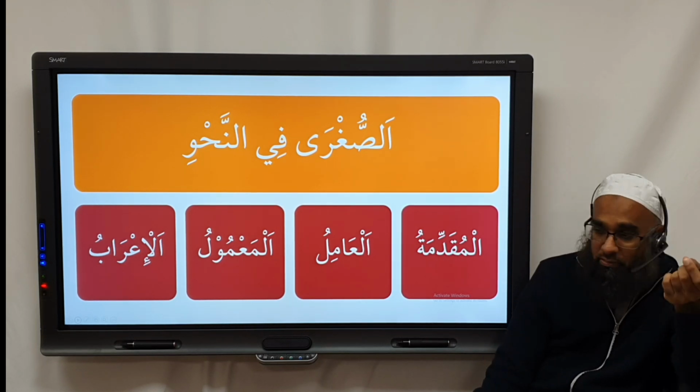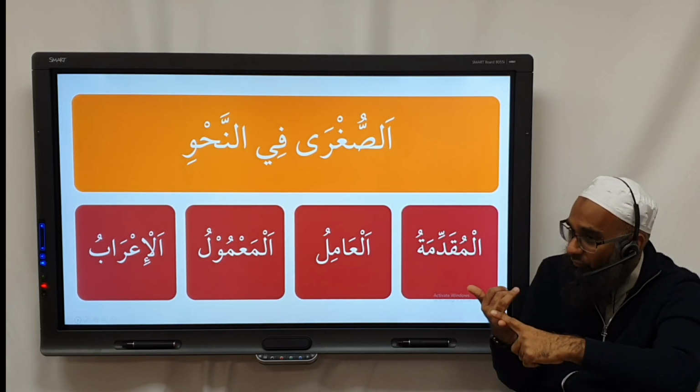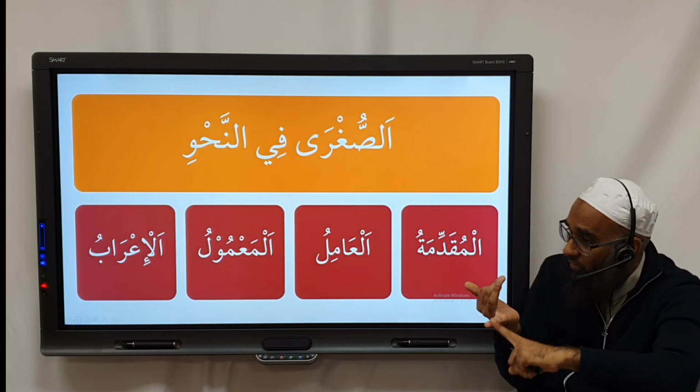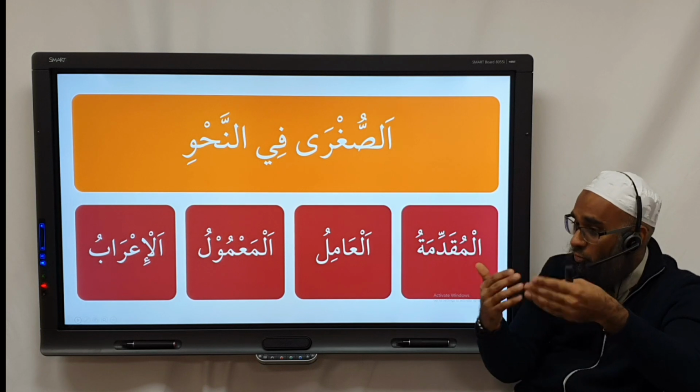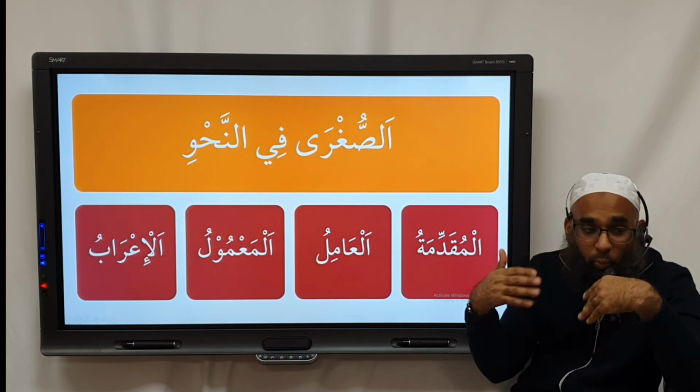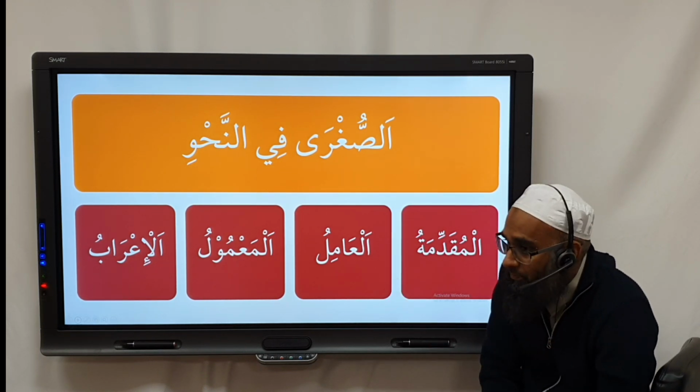Then we learn about ma'mul. What is governed? The word after the harf jar is governed. The ism of inna, the khabar of kana, etc., etc. And then i'rab: marfu, mansub, majroor, and majzoom. And then which words show the i'rab in which state. That's how we're going to do it.